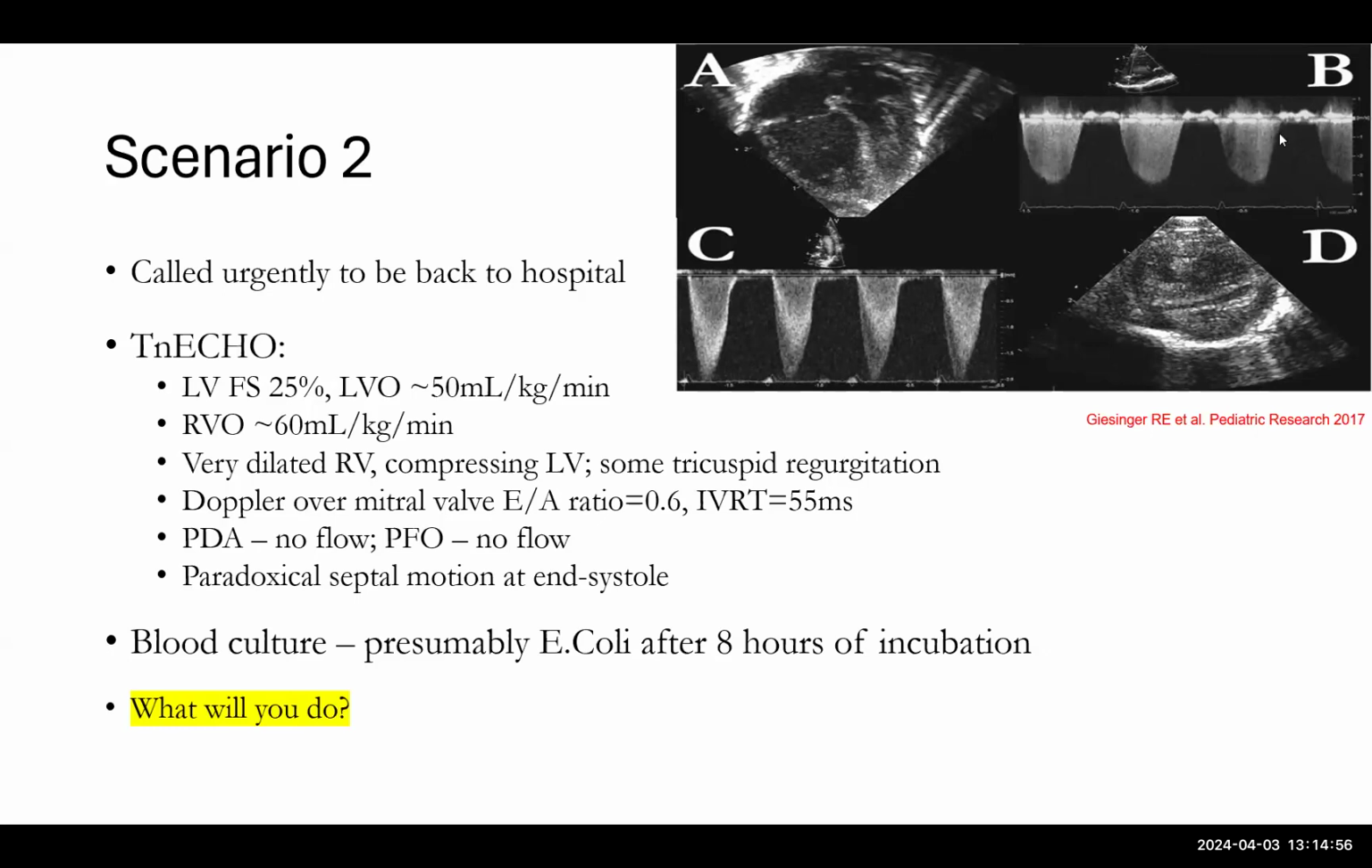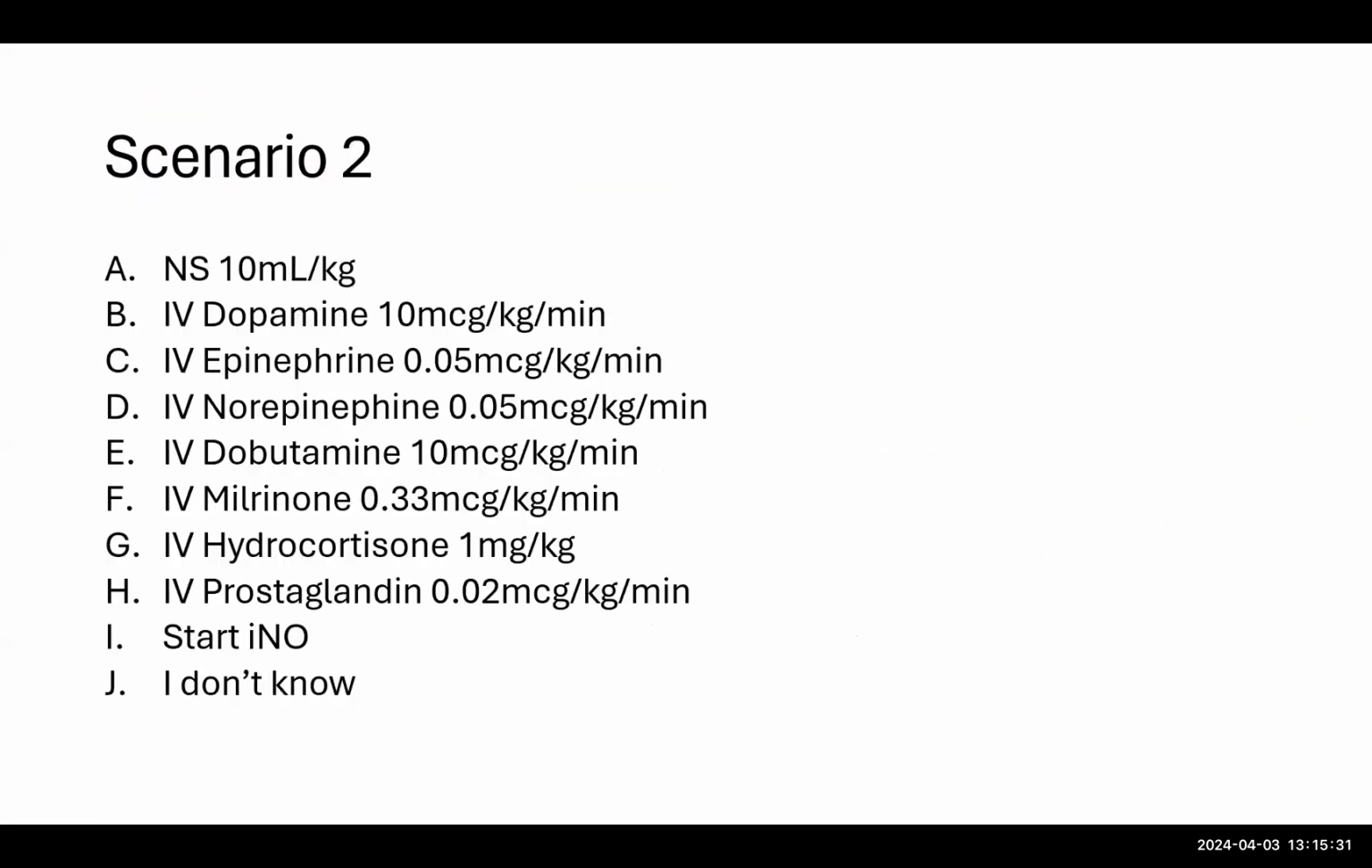I use these pictures from one of the references, but this is not the actual picture of that patient. You see the dilated RV bulging into the LV, with paradoxical septal motion in systole. While the sonographer, not the neonatologist, is doing the echo, he got the information subsequently that the blood culture was found to have E. coli, presumably. So what would you do?